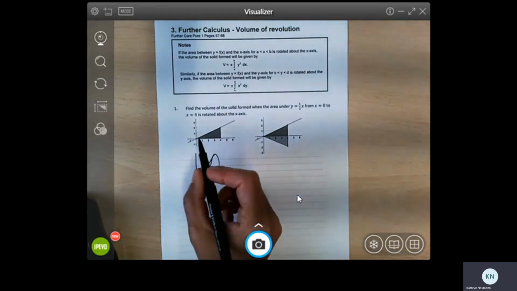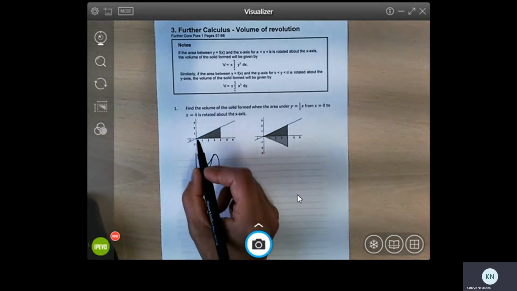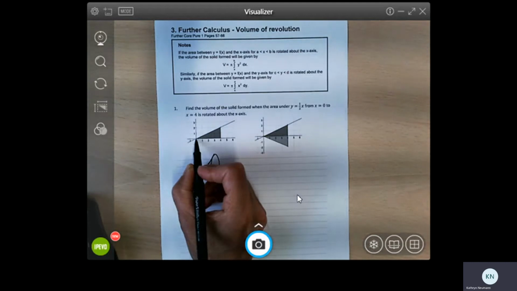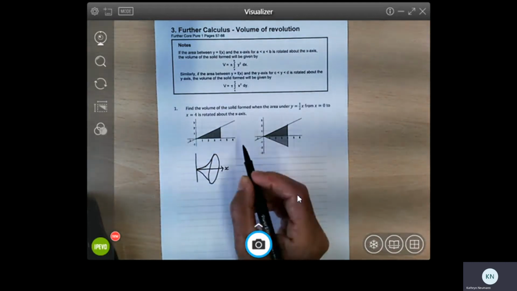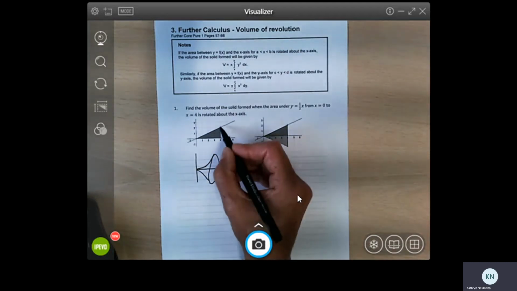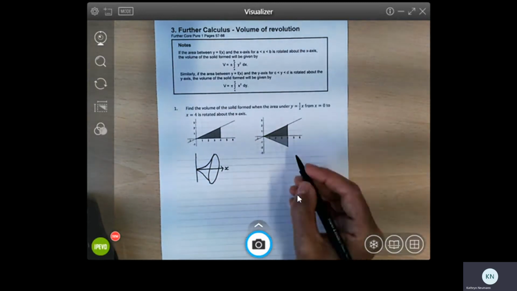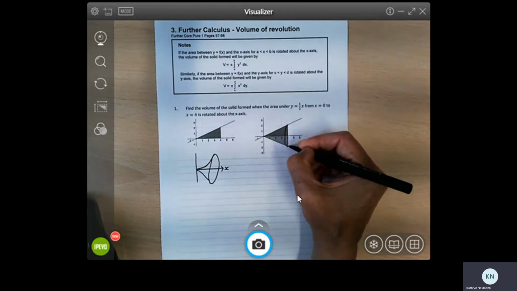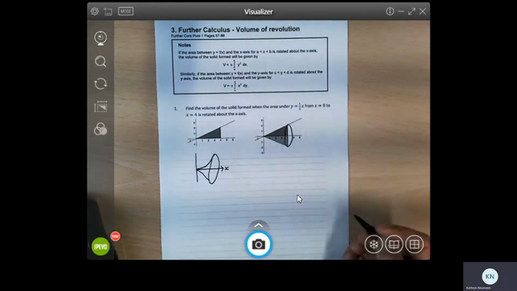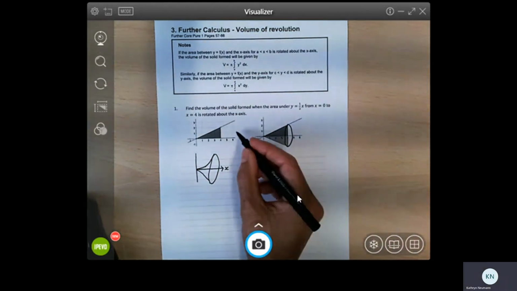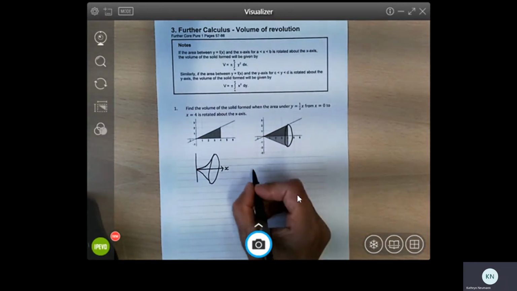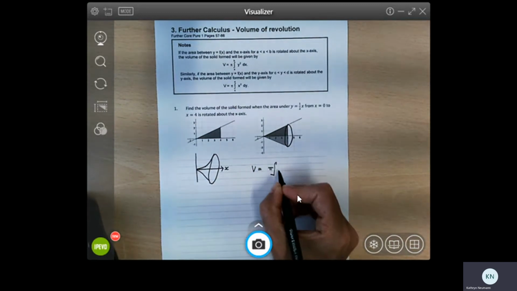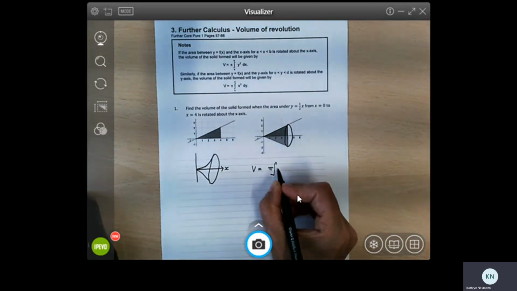So we've got here a curve. In fact, it's a straight line. The line y equals a half of x. We're considering it from x equals 0 up to x equals 4, and we're rotating it about the x-axis. So that's actually going to produce a cone. This is drawn in 2 dimensions, but it's actually a cone like this. So applying this formula, we've rotated about the x-axis, so the volume is going to be given by pi times the integral of y squared dx.